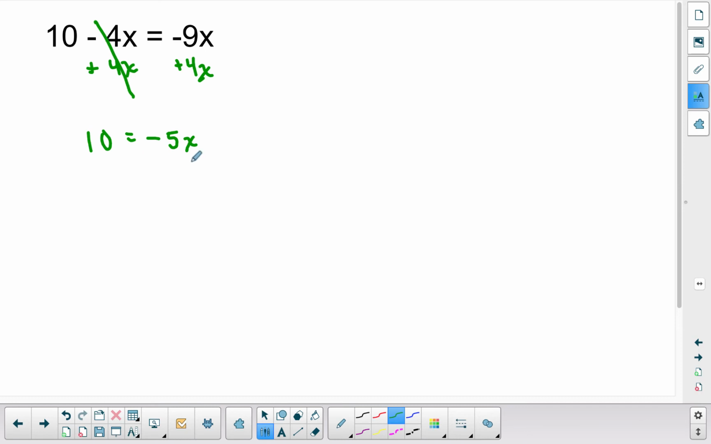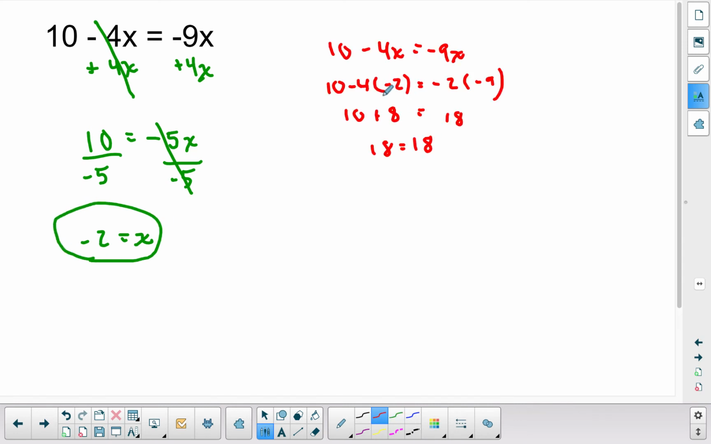And now this looks like the problems that you're familiar with. Negative 5x is the same as 10, so if we divide by negative 5, you end up with negative 2 is the same as x. And over here, I just checked the work real quick. So we have 10 minus 4 times negative 2. That turns into 10 plus 8, because remember, this is a negative. And on this side, negative 2 times negative 9. I rewrote them, but that's okay because it's commutative. I should really have negative 9 here first. And that equals 18, and of course 10 plus 8 is 18, so you know that this checks out.